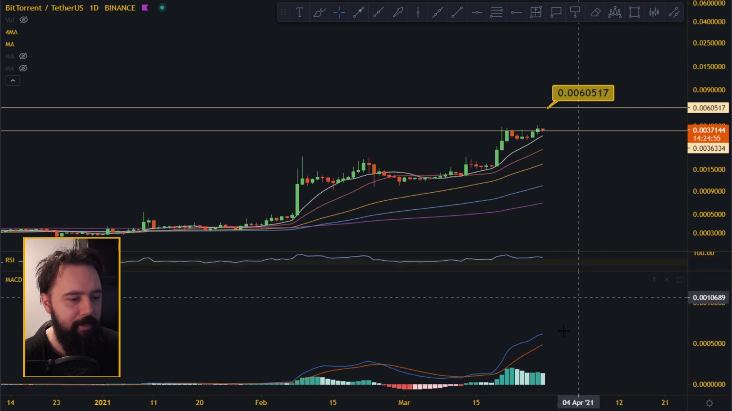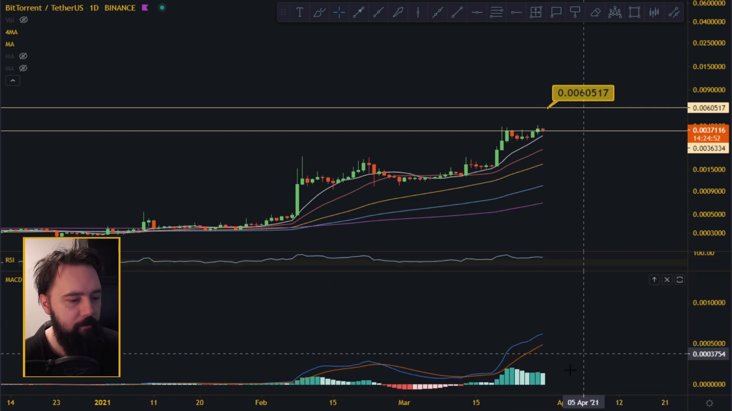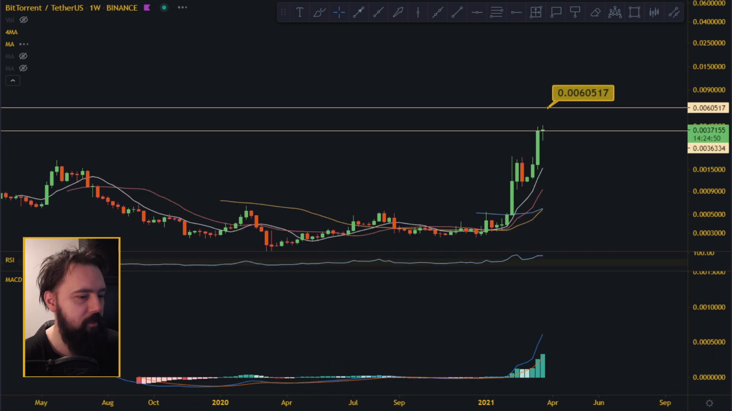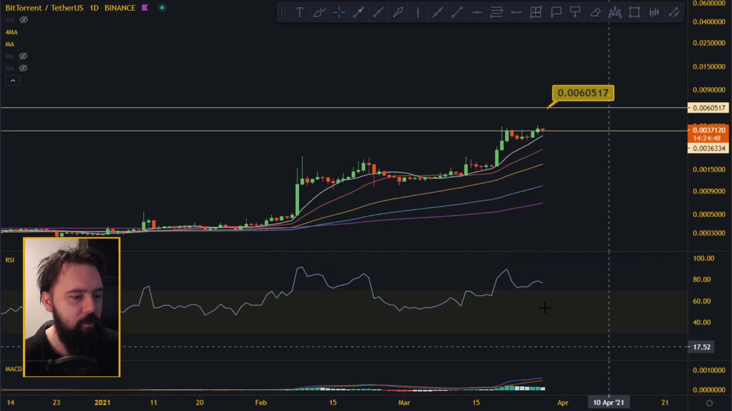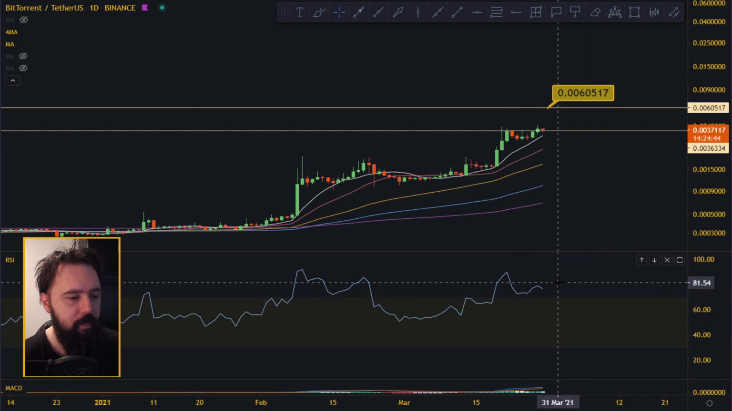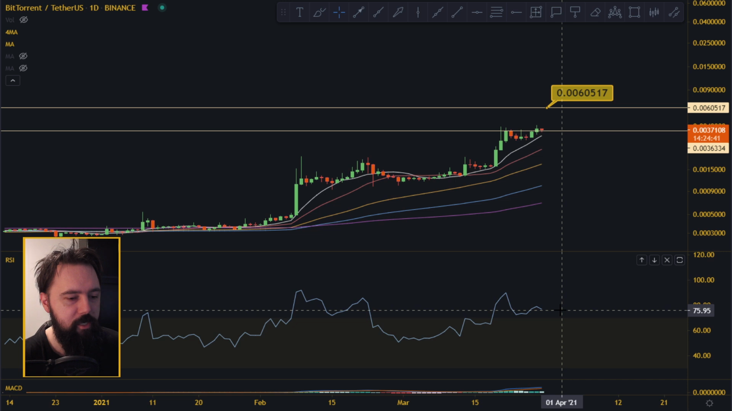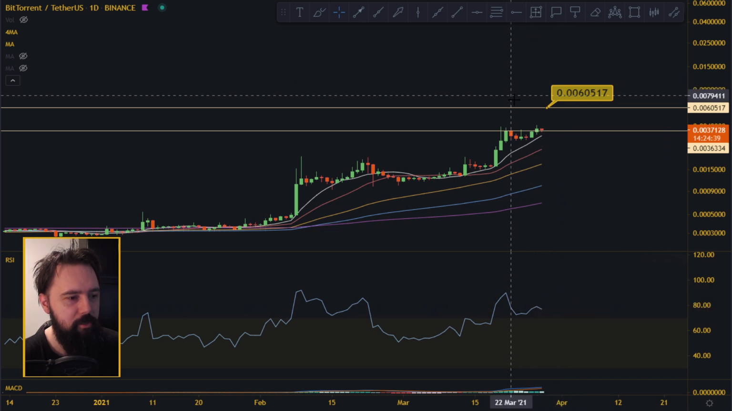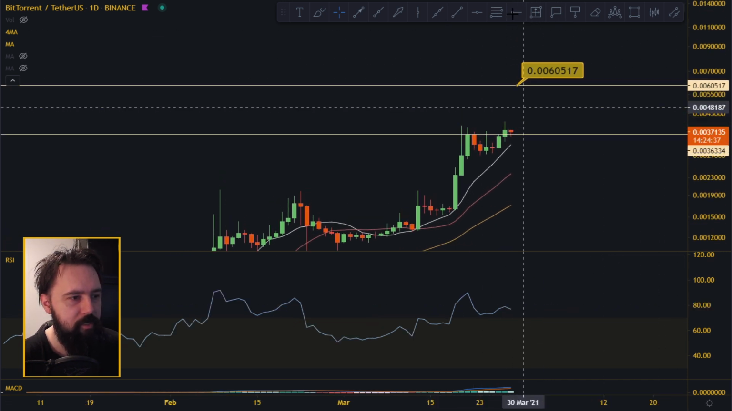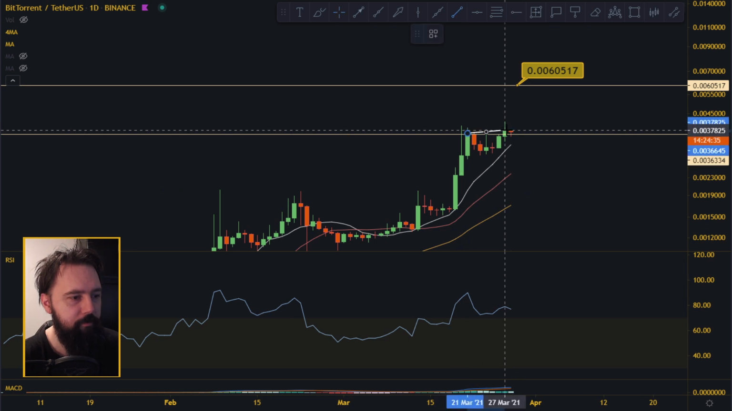The MACD is actually bullish. It's been bullish forever. Let's see on the weekly, bullish. Everything is good, especially on the daily. The RSI on the daily, this indicator over here, it's not overbought. So I like that very much. It's around 76 now.